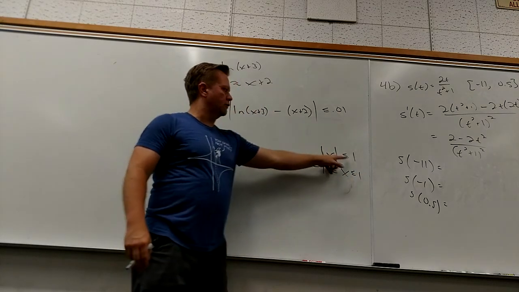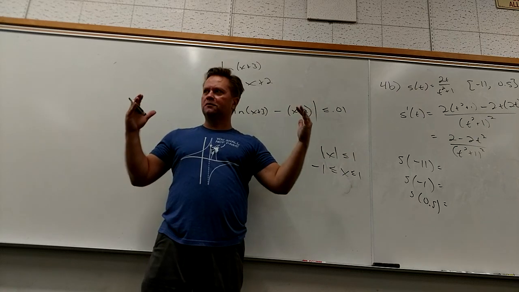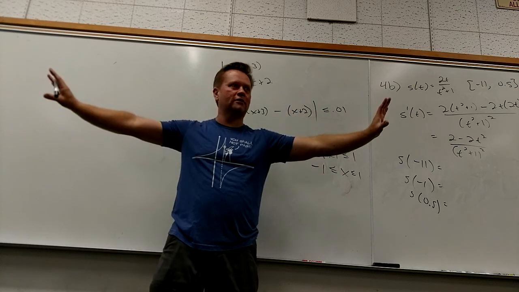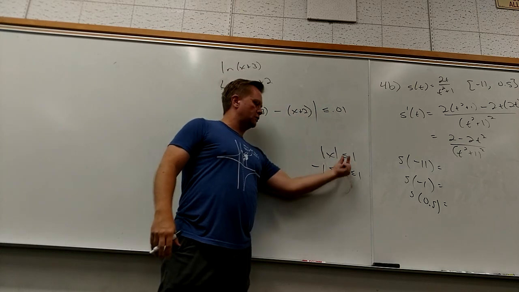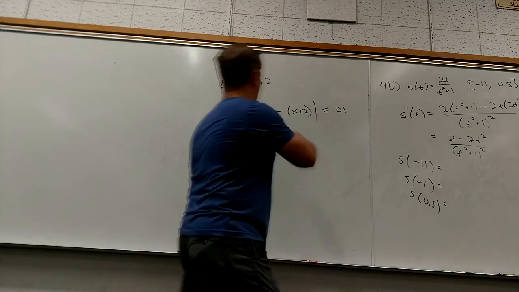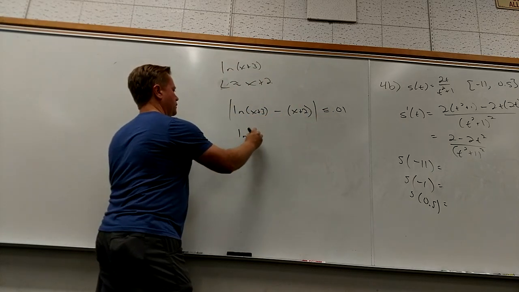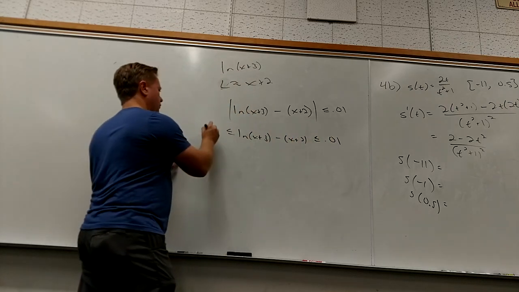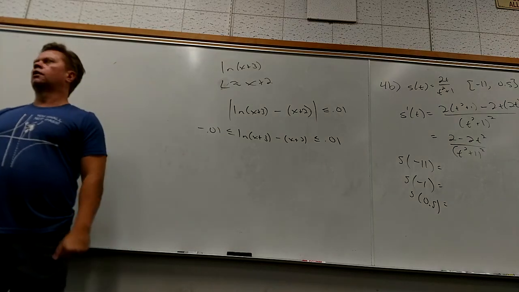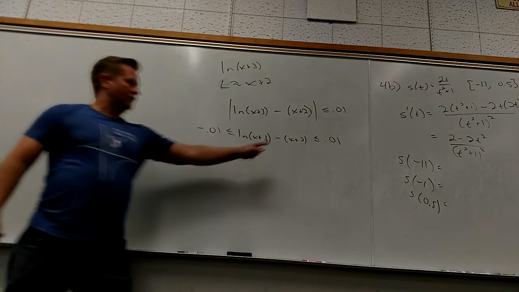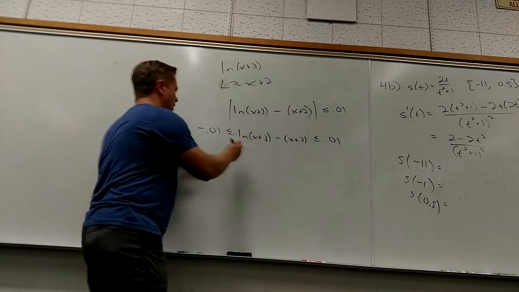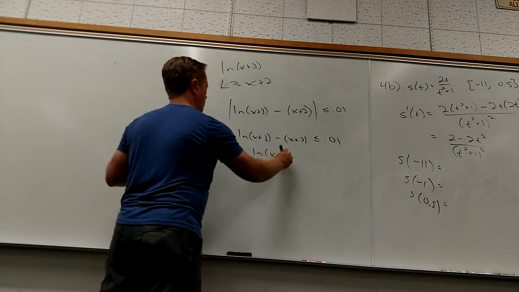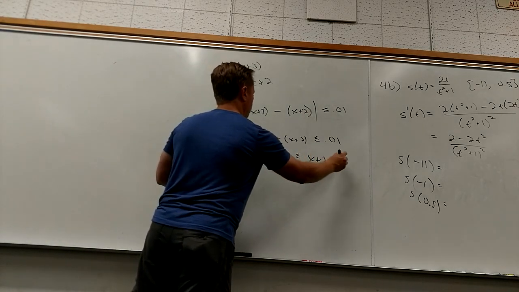When I teach absolute value with a less than, I call that a stay close to me, a sandwich. Greater than is a restraining order. Stay away from me. So this is a sandwich. How do I rewrite this one? Same way. It'll be natural log of x plus 3 minus x plus 2 less than or equal to 0.01 and greater than or equal to negative 0.01. And then if I add this to all sides, I'll get x plus 2 minus 0.01 less than or equal to natural log of x plus 3, less than or equal to x plus 2 plus 0.01.